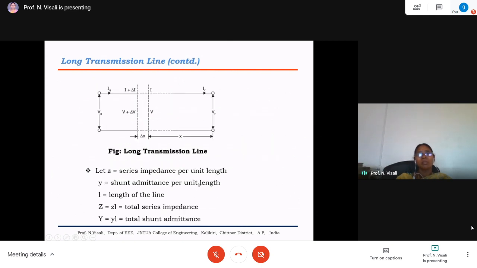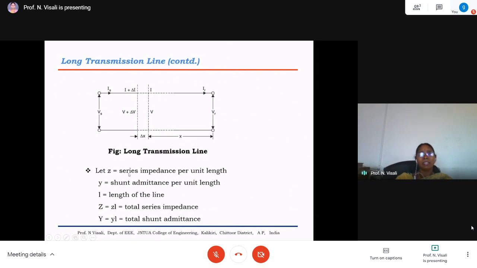So for the analysis purpose, we are going to consider it like this. The parameters resistance, inductance, and capacitance are distributed uniformly throughout the length of the line for a long transmission line. For the analysis, we consider a small length of the transmission line. For this small length, the voltage is V plus delta V and the current is I plus delta I. The receiving end and sending end currents are similar, and the length of the line is X.